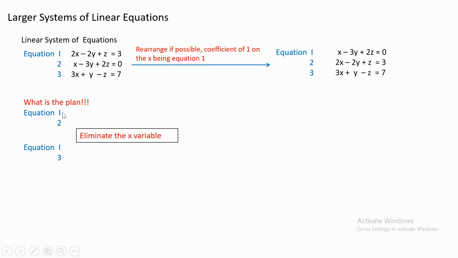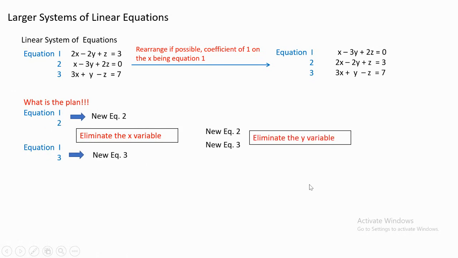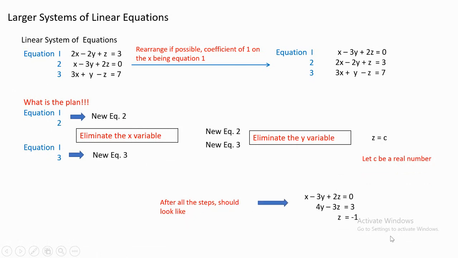So after that takes place, I'm going to get the new equation 2 and new equation 3. Then my next step, I'm going to take the new equation 2 and equation 3 and eliminate the y's. Then after that, you're going to get something like z equals c, and c will be a real number. Then after all the steps, your system should look like this, or something similar to this. Then I'm going to back substitute.